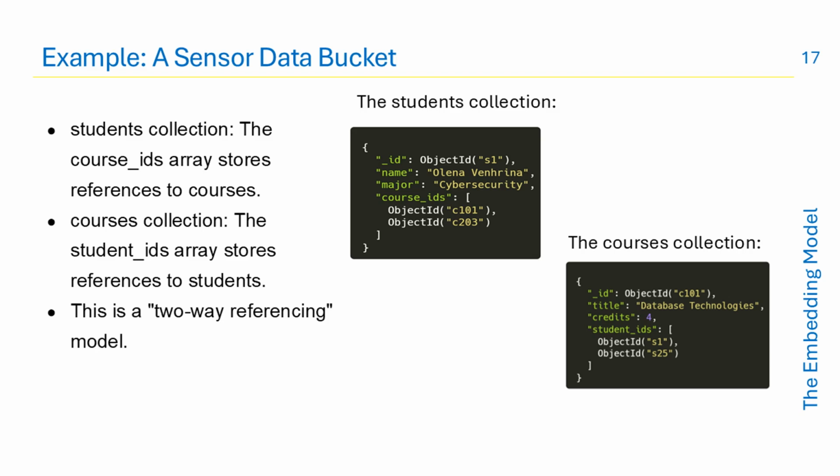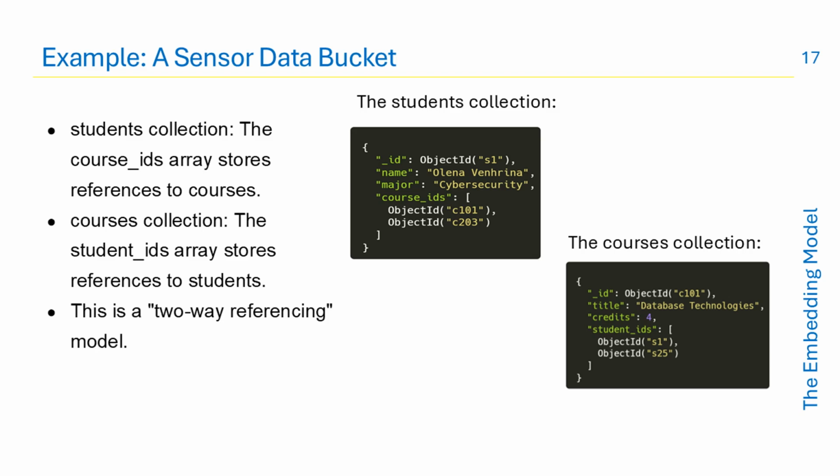Want to find all courses for Alina? It's a single query to the students collection. Want to see all students in the database technologies course? A single query to the courses collection. It's very fast. However, as I mentioned, the trade-off lies in the complexity of write operations.